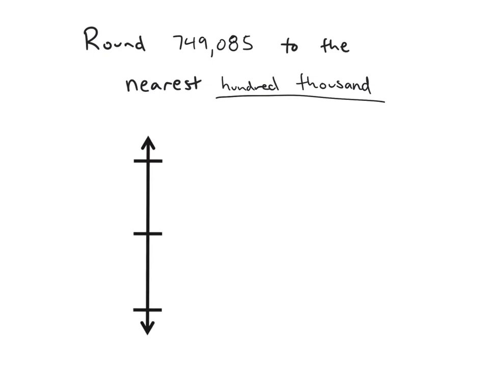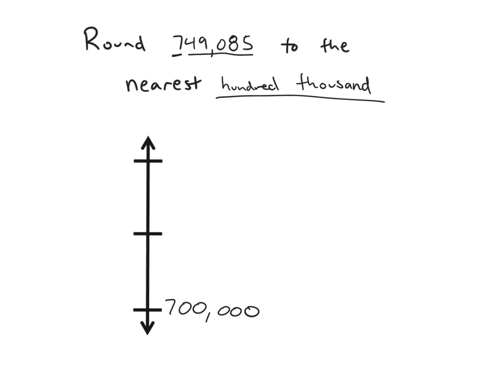We're going to take a look at our number, 749,085, and let's look at which digit is in the 100,000s place. In this case, it's this 7. So just like before, I'm going to be turning all of these numbers that are to the right of the 7 into zeros, and that's going to help me determine my lower value of my vertical number line. So that means that the closest 100,000 that is below my number is 700,000.